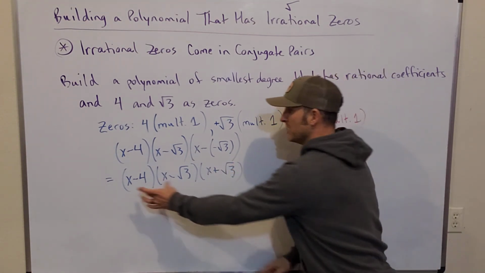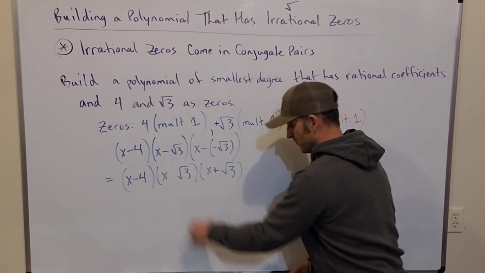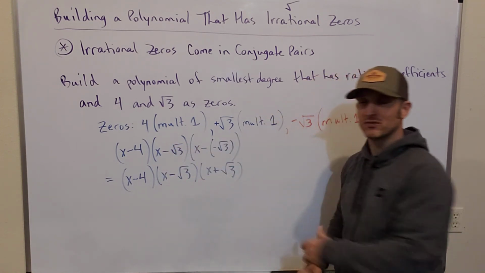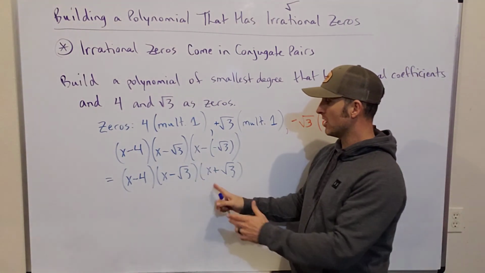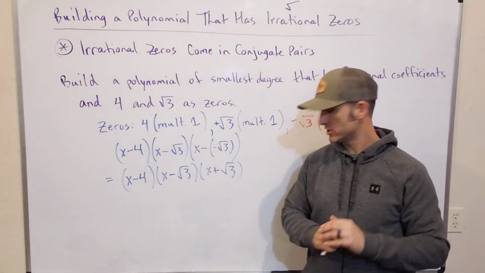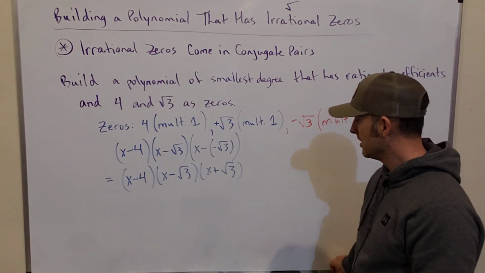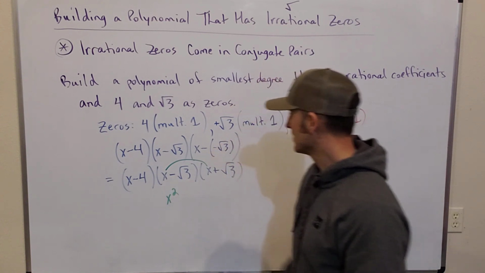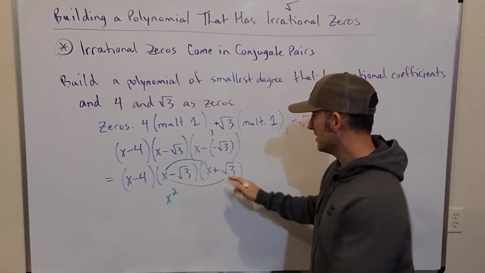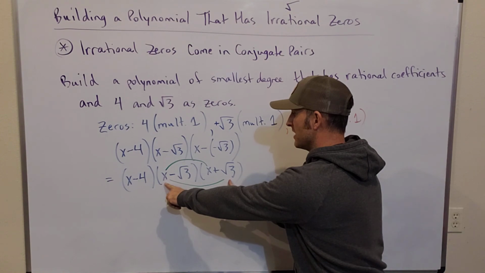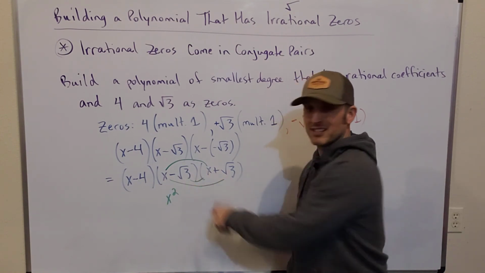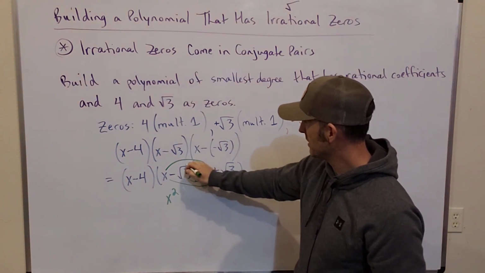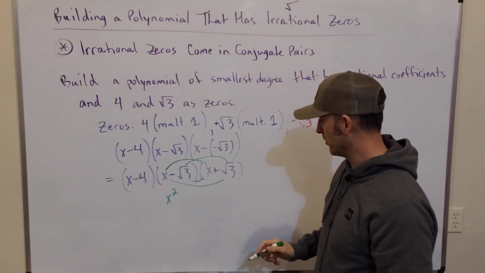And you can multiply the three factors in any order that you want. I'm always going to multiply my conjugate factors first, because I know when I multiply conjugate factors, all the stuff in the middle disappears. So here, I'm going to take x times x, which gives me x squared. And then I'm going to have a positive square root of 3 times x and a negative square root of 3 times x. They cancel because those two factors are conjugates. Last, I'm going to take my negative square root of 3 times my positive square root of 3.